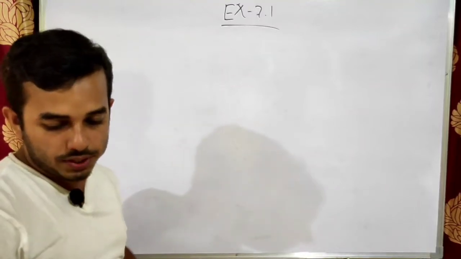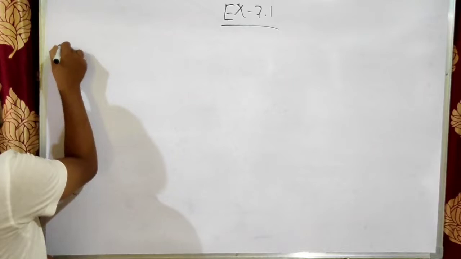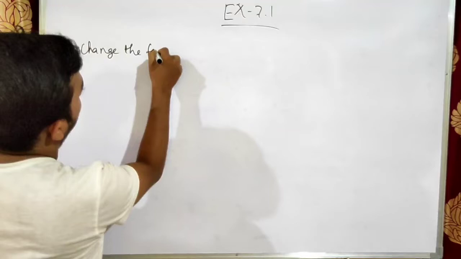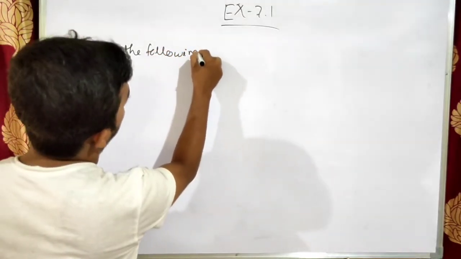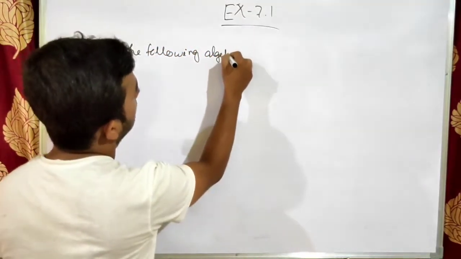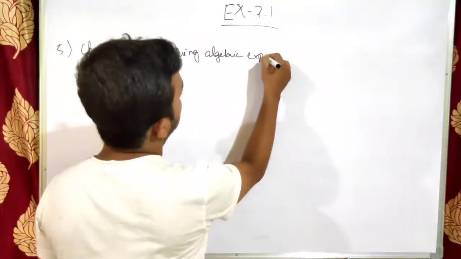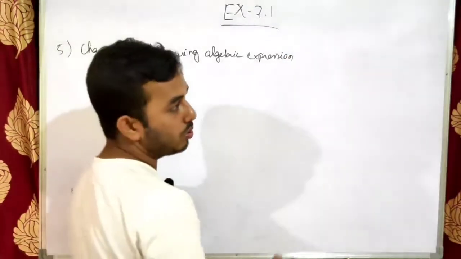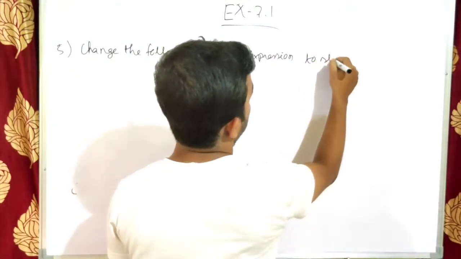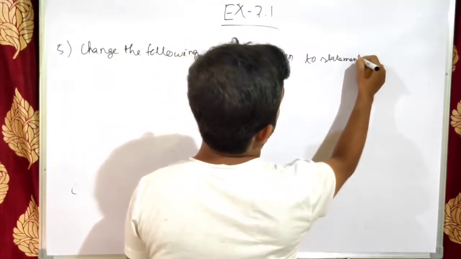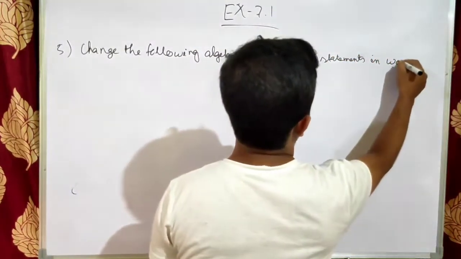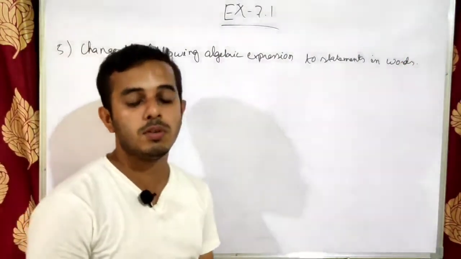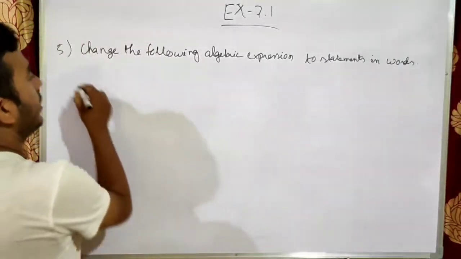So number 1 is what? Change the following algebraic expression. Question number 5. Change the following algebraic expression into statements in words. Okay, we have to convert the algebraic expression into a statement. Okay, so number 1, x minus y.